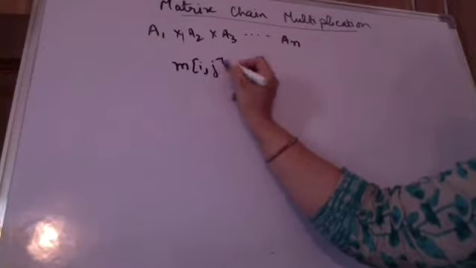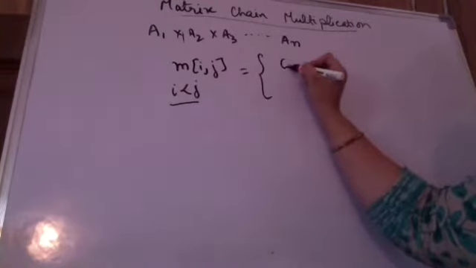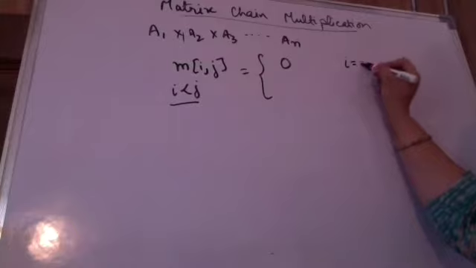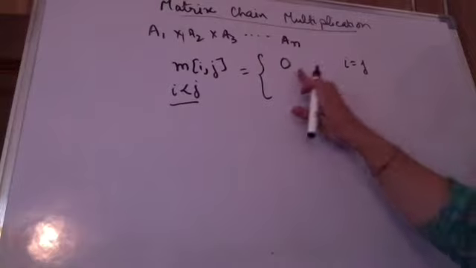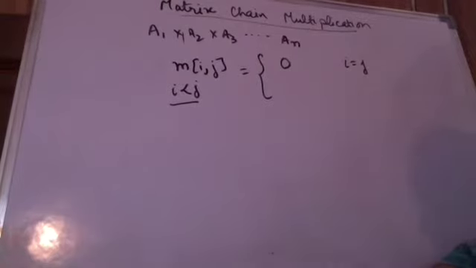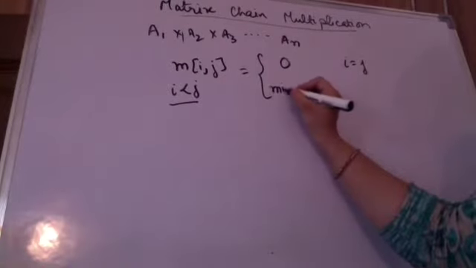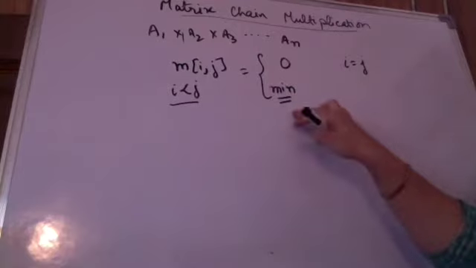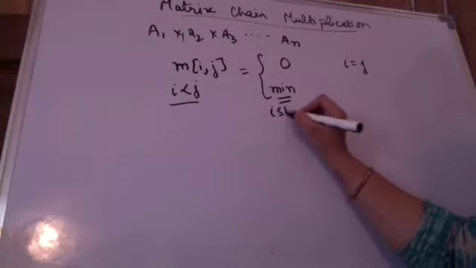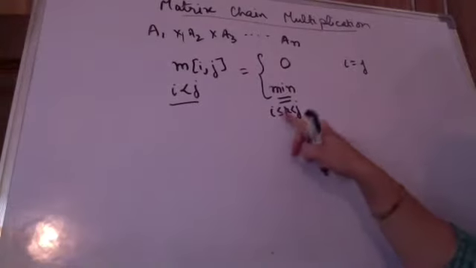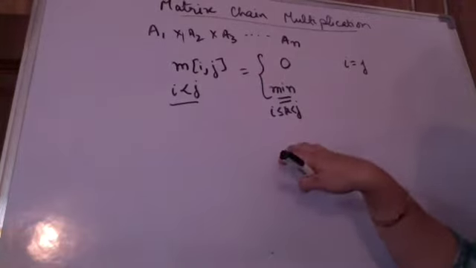So the equation that we have just written only says that m[i,j], where i is certainly less than j, can be defined as 0 in case i is equal to j. In case i is equal to j, this becomes 0. There are no multiplications required because we do not have to multiply A1 with A1 or A2 with A2. So we don't require this. Otherwise, it is the minimum of, and I'm trying to find this minimum over what range? k runs from i up to j, and it has to be less than j because the other matrix is k plus 1 till j.